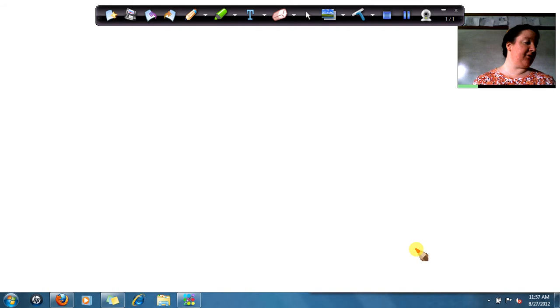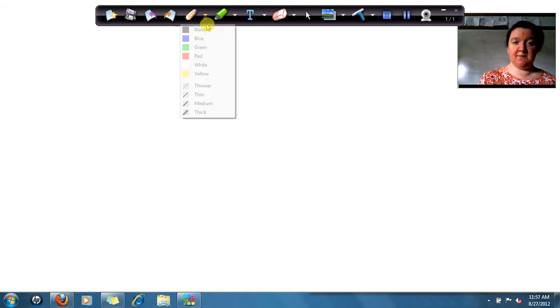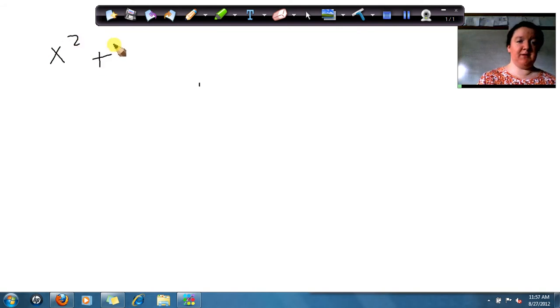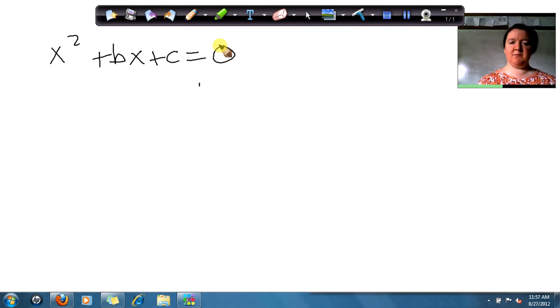We're dealing with factoring the following kinds of equations. We have x squared plus bx plus c equals 0. Now there's some terminology that you need to understand from this section.